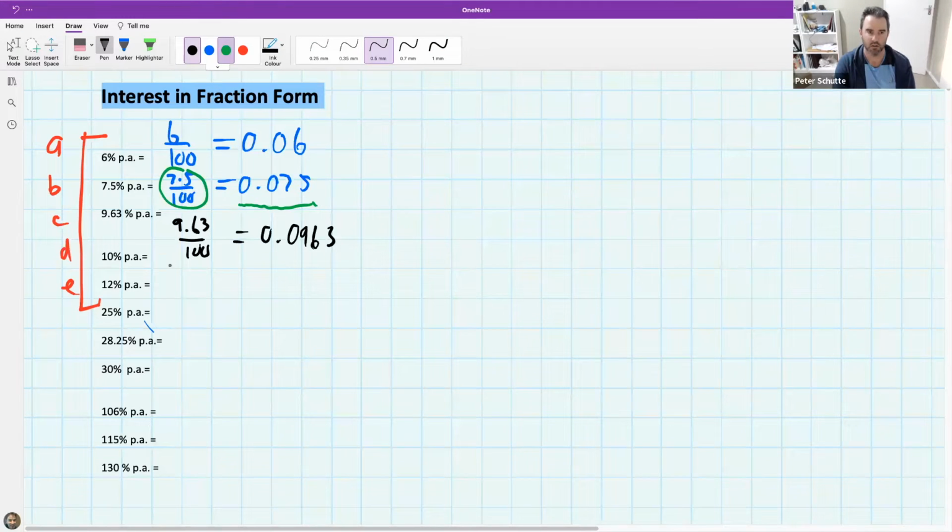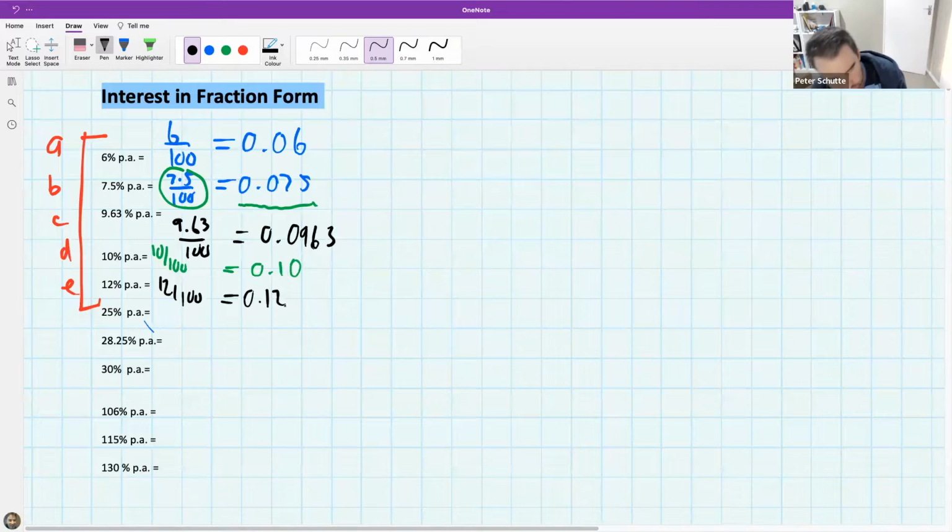And then for 10%, we could have 10 over 100, or we could have 0.10. And then for 12%, we could have 12 over 100 or 0.12. So one of the main things with financial maths is you often are given percentages for a time period, and you have to be comfortable moving between percentages, decimals, and common fractions.